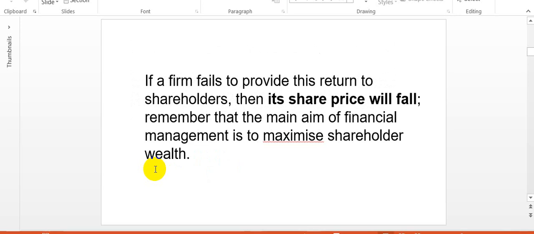So if a firm fails to provide this return to the shareholders, then the share price for that firm will fall. Now you have to remember also that the main aim of financial management is to maximize shareholder wealth. So as management, you don't want the share price of your firm to fall, so you need to ensure that this share price is maximized.